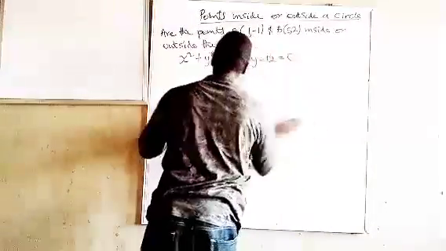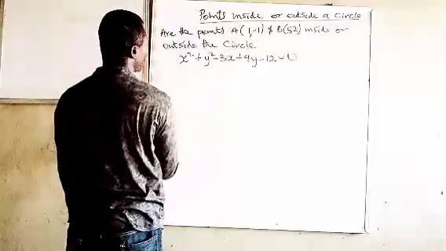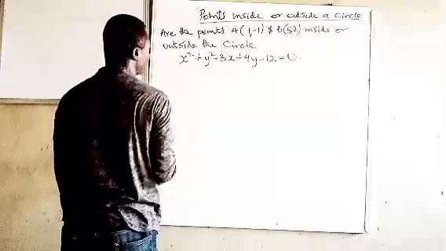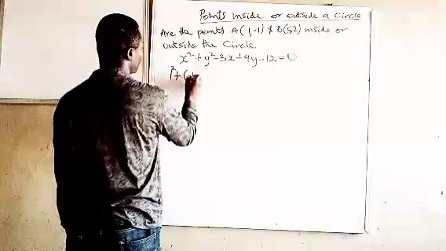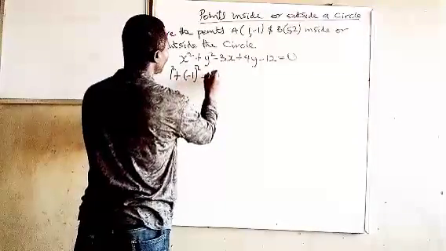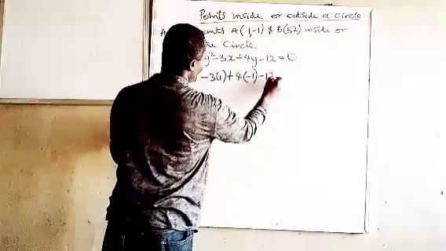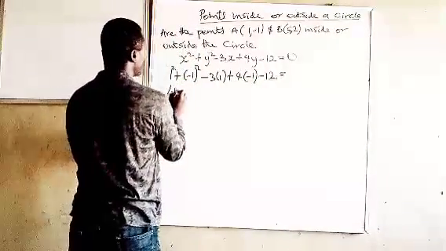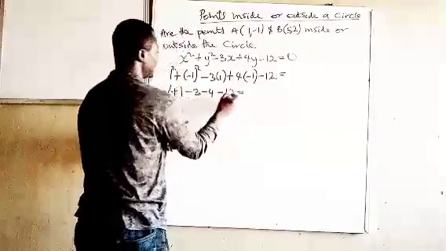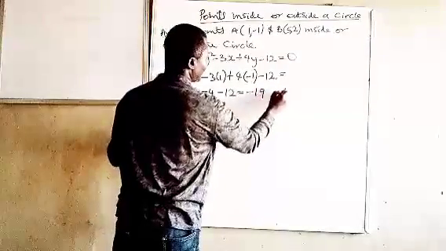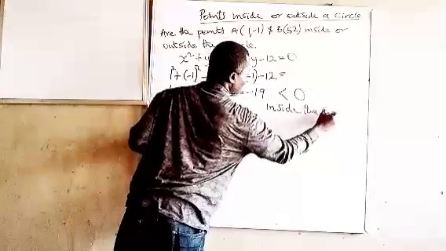It's a very simple thing to do. We have these points 1, minus 1. Let's test if it is inside or outside or even on the circle. We put this one: 1 squared plus minus 1 squared, minus 3 into 1, plus 4 into minus 1, minus 12. It gives us 1 plus 1 minus 3 minus 4 minus 12, which gives us minus 19. This is less than 0, so it means it is inside the circle.